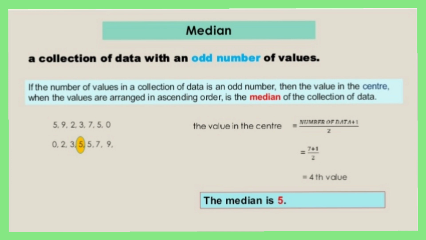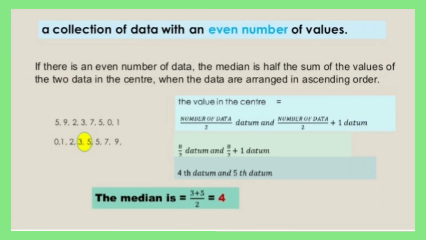We will consider this data set: 0, 2, 3, 5, 5, 7, 9. The value in the center here is 5. That can be found like this. The value in the center is equal to the number of values plus 1 divided by 2. That is, there are 7 values here. 7 plus 1 divided by 2, so the fourth value. The median is equal to 5 here. The fourth value is 5.